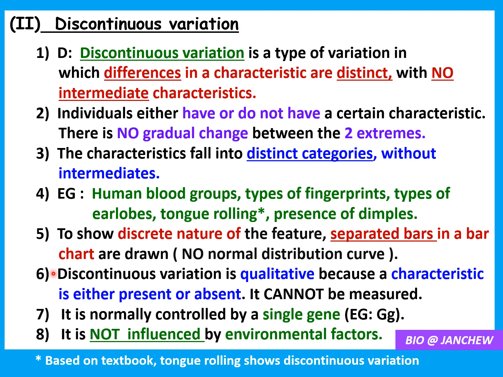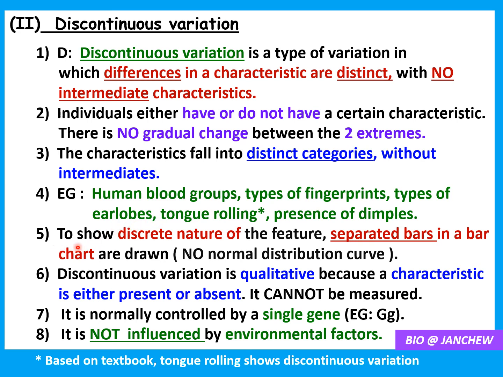Now let's discuss the notes for discontinuous variation. Discontinuous variation is a type of variation in which differences in a characteristic are distinct with no intermediate characteristics. Individuals either have or do not have a certain characteristic. There is no gradual change between the 2 extremes. So it's very straightforward. Now the characteristics fall into distinct categories, usually very few categories, like 2 or 4 categories, without intermediates. For example, human blood group. There are 4 human blood groups. Types of earlobes. There are 2 types of earlobes, for example, and so forth.